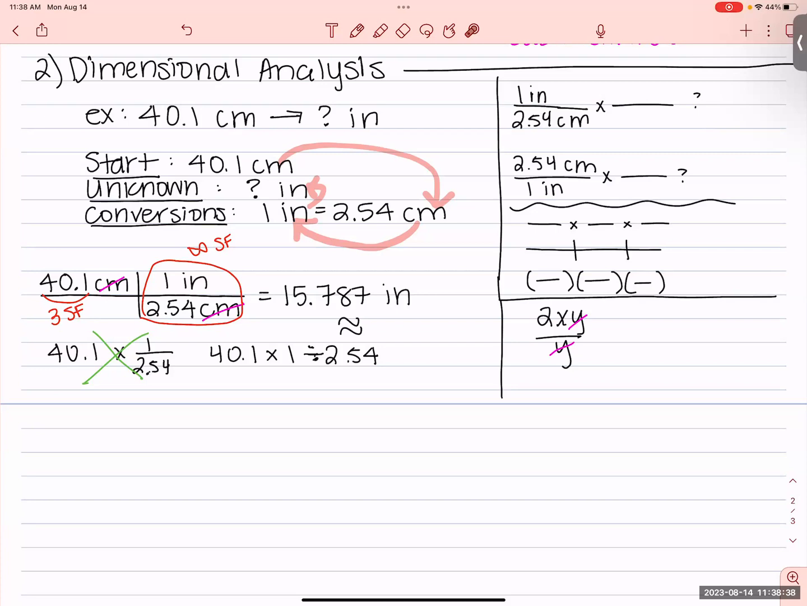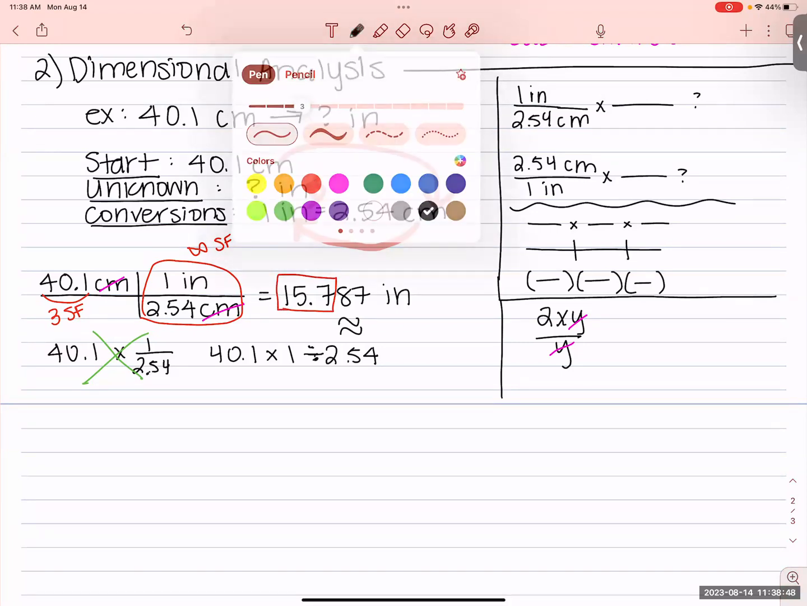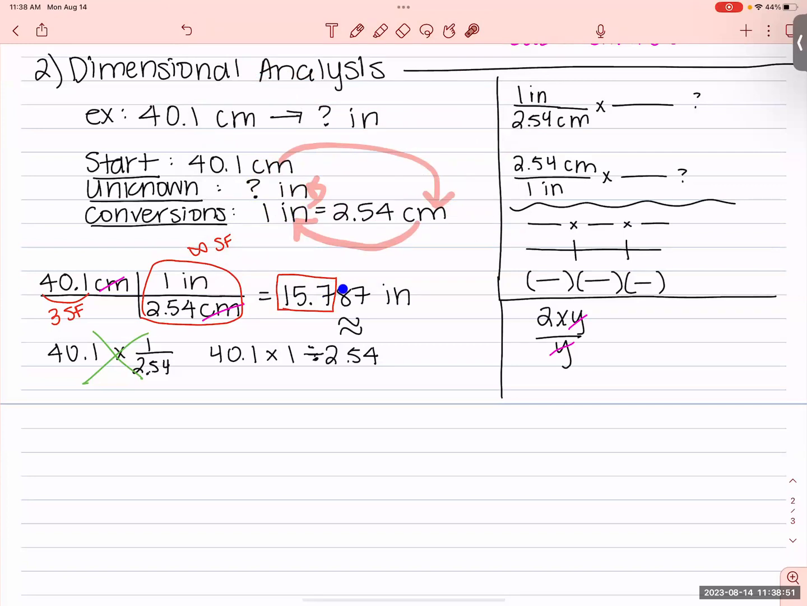So what's a smaller number, 3 or infinity? 3 is smaller. So we need 3 sig figs here. So I want my number to be 15 point something. The number that comes after the 7 is an 8. So we're going to round just the 7 up. So my answer is 15.8 inches here.